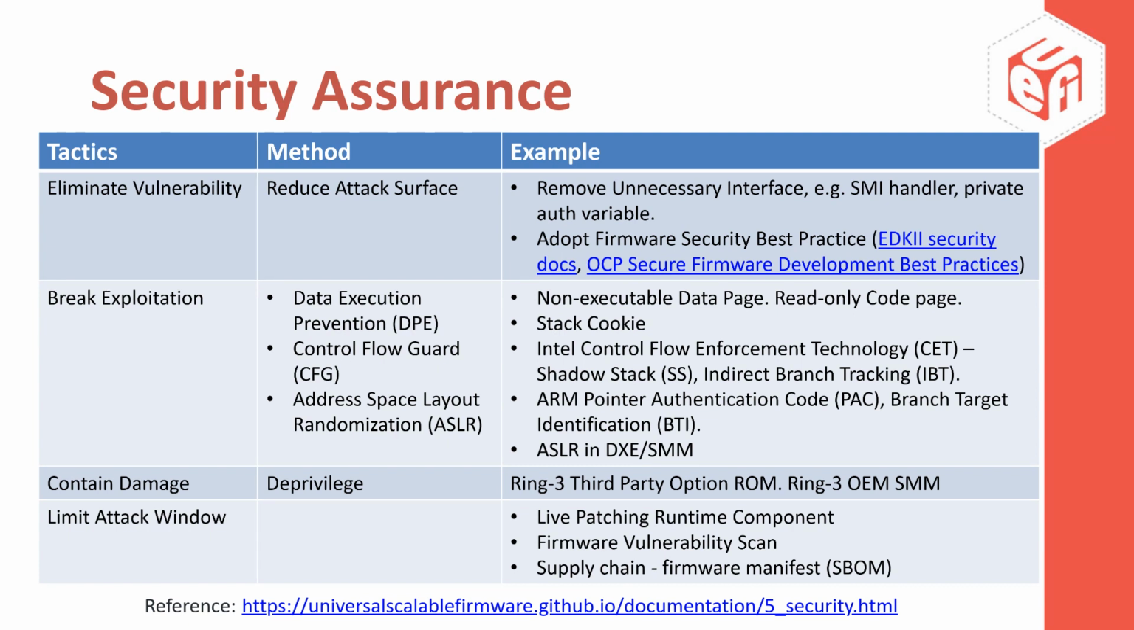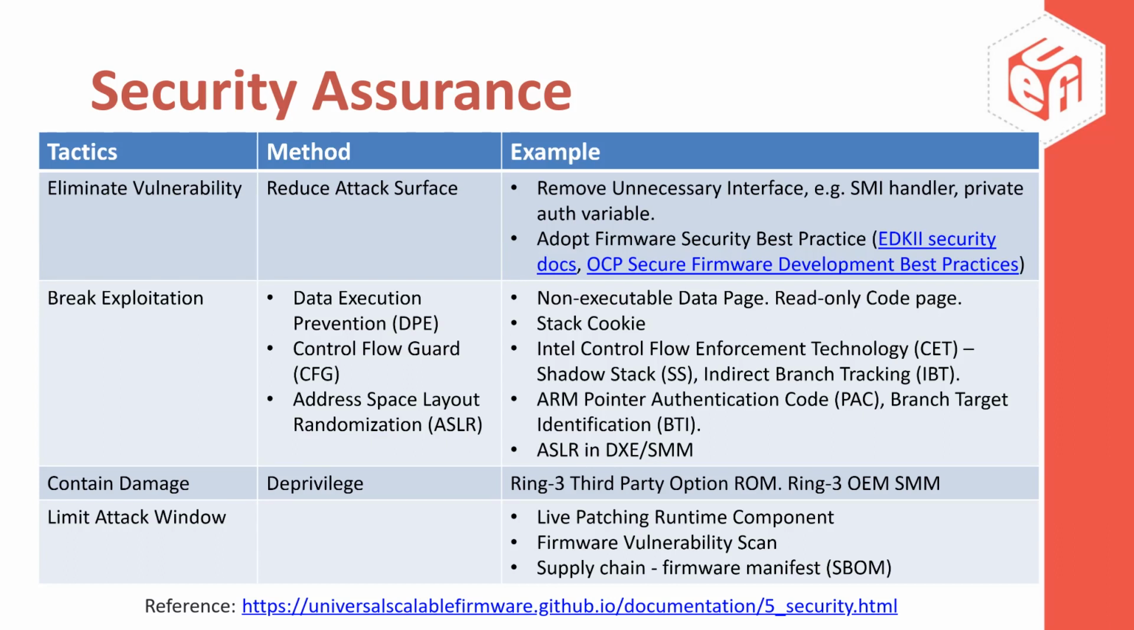Third, just in case we fail to break exploitation, we should consider to contain the damage. For example, the third-party option ROM can be deprivileged to ring 3. Also, the OEM SMM code can be deprivileged to ring 3 as well. So even if the SMM code is compromised, it can still not impact the OS runtime.